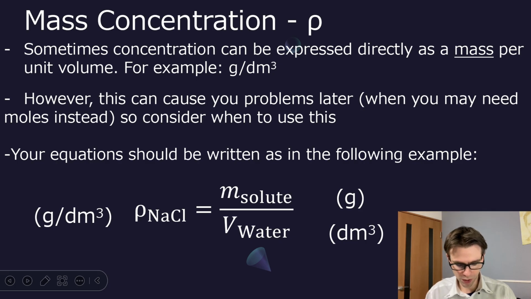So rho of something as a subscript usually. I'm just using NaCl as an example. So rho, mass concentration NaCl, equals mass of solute divided by volume of water, or whatever the solvent is. Mass in grams, volume in decimeters cubed. So very similar to moles, it's just we use mass instead.